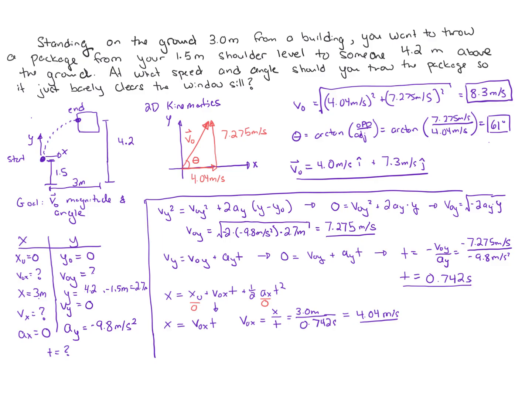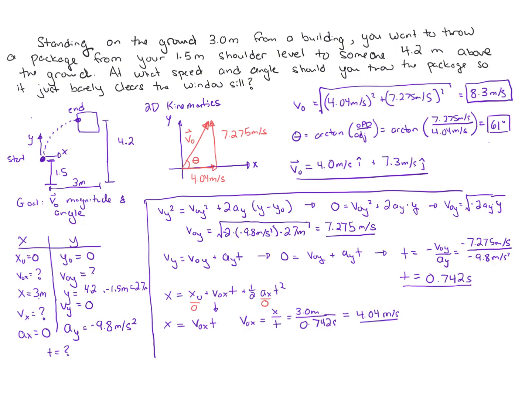And just to practice, I also wrote this in our i hat and j hat notation. All of these numbers should have two significant figures, so I rounded to two significant figures, 4.0 meters per second in the x direction, that's an i hat, and 7.3 meters per second in the y direction, that's a j hat. And so practicing writing this and this as two ways to represent the same vector is another good practice.